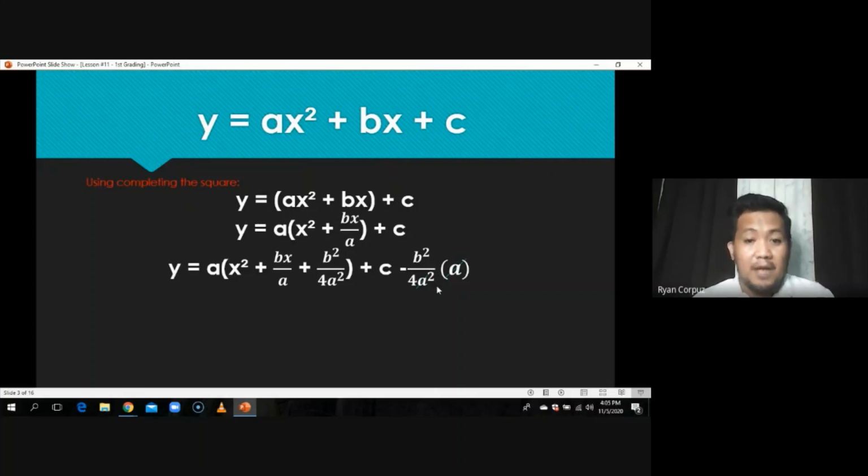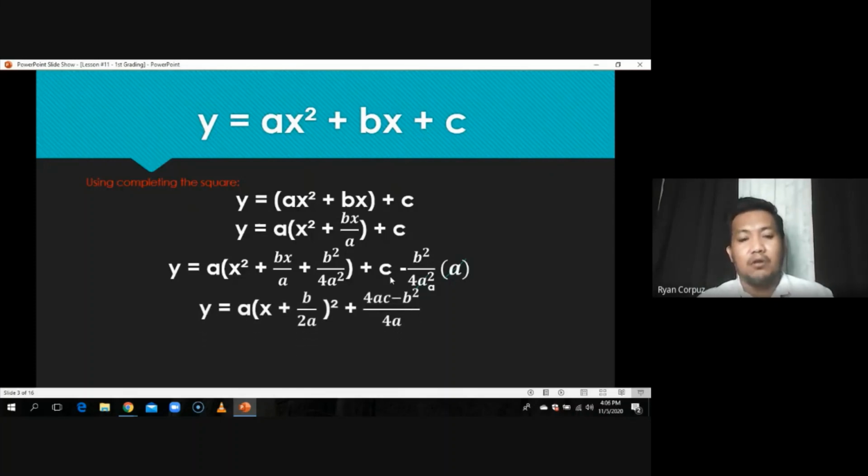So may matitira pa tayong isang a dito para since isang a lang naman na-cancel natin. So para ma-eliminate na natin to. So ito ngayon ang matitira. So from there, magiging ganito.